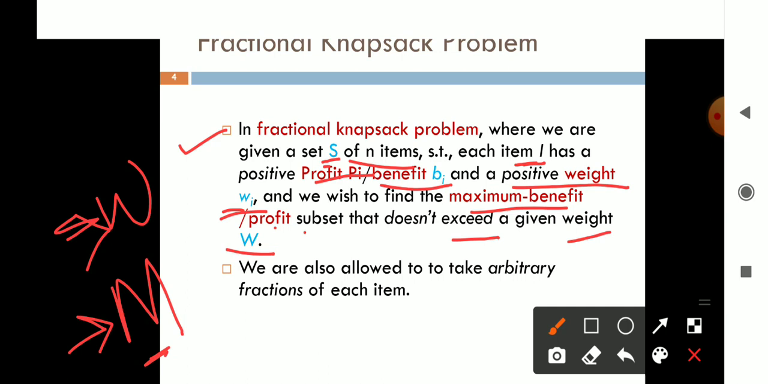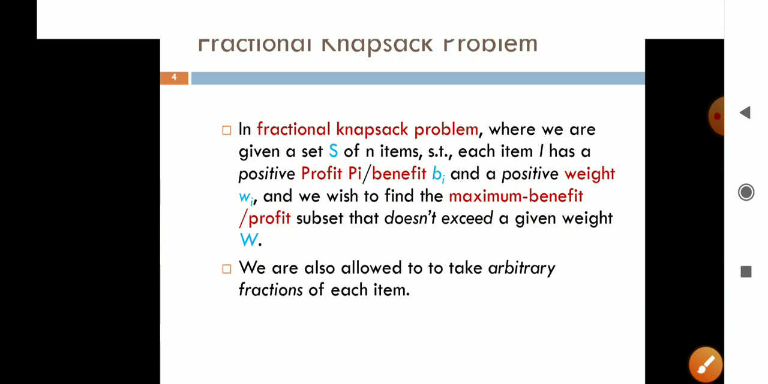So the maximum weight is denoted by capital W, and the weights of the objects are given by small w. So here we have the capacity of the bag, and it should not be exceeded by the weight of the objects. Here we can use a fraction of each item. We can take an arbitrary fraction of each item. So that is called the fractional knapsack problem. But in 0/1 we can't fraction our items. So those are the two types of knapsack problems, and we are talking about the fractional knapsack problem.